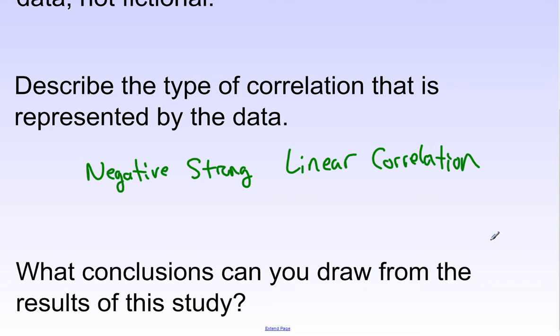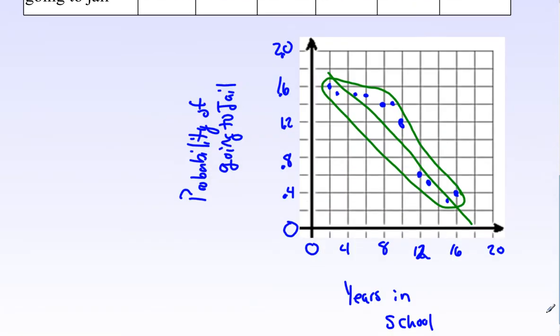Maybe they found that there's no relationship between these two variables. They did a study and they found out there's no connection. What would they be able to say as a result of this study? So looking at the data, you could say there definitely is a relationship because the data seems to fit into a pattern. Linear, negative, strong correlation.